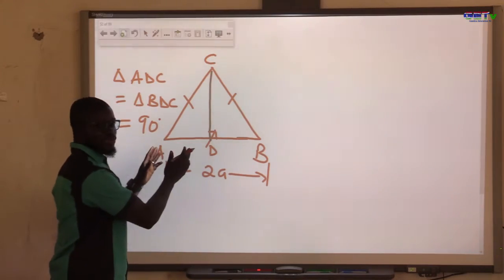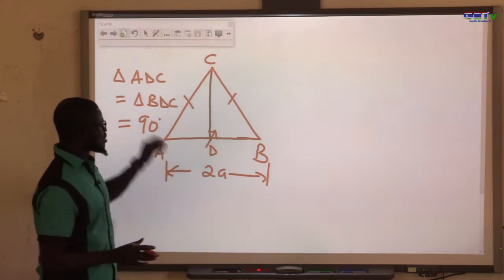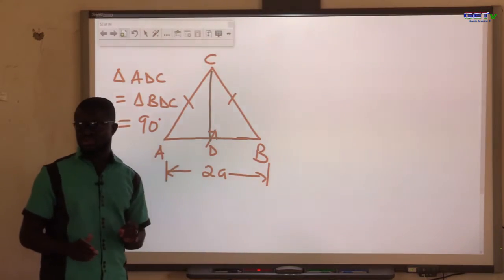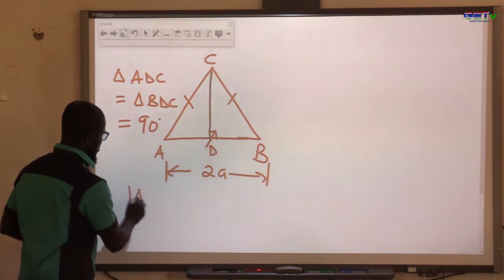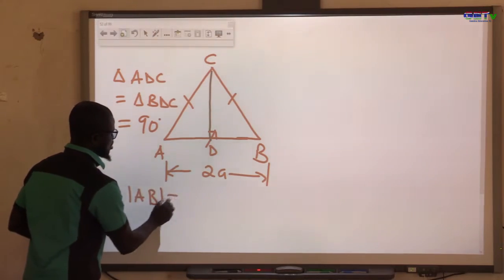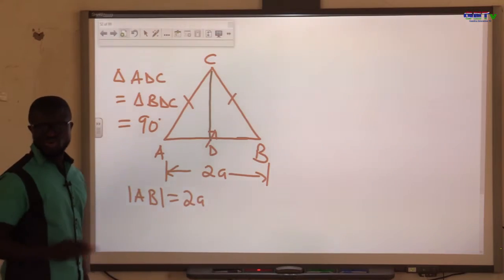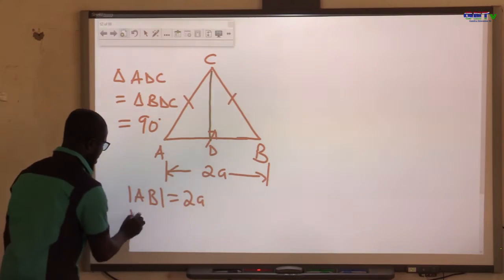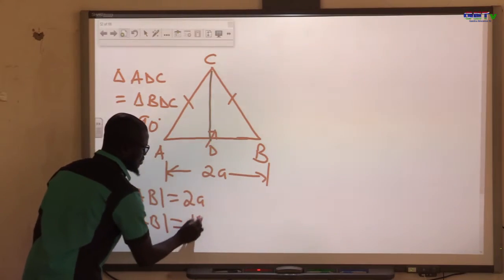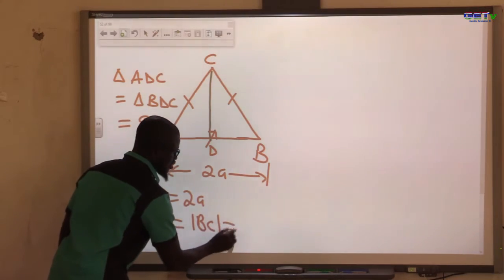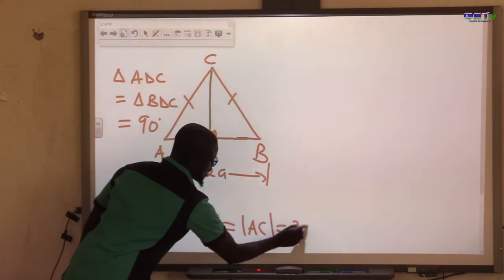Looking at the shape, we all agree together that we are solving this using what? An equilateral triangle. So if line AB equals 2A, we can conclude by saying line AB must be equal to what? Line BC must also be equal to line AC, equal to 2A.